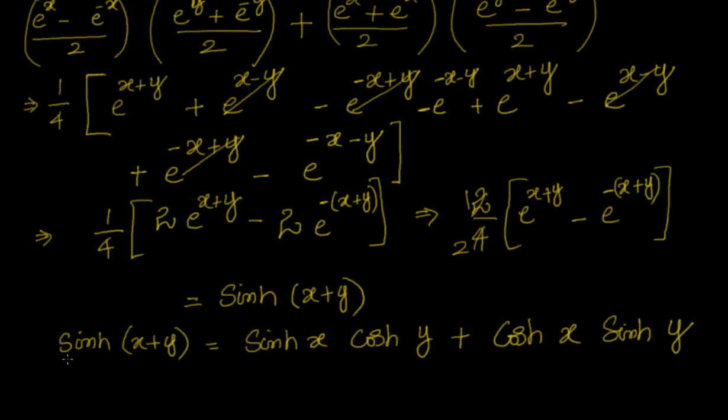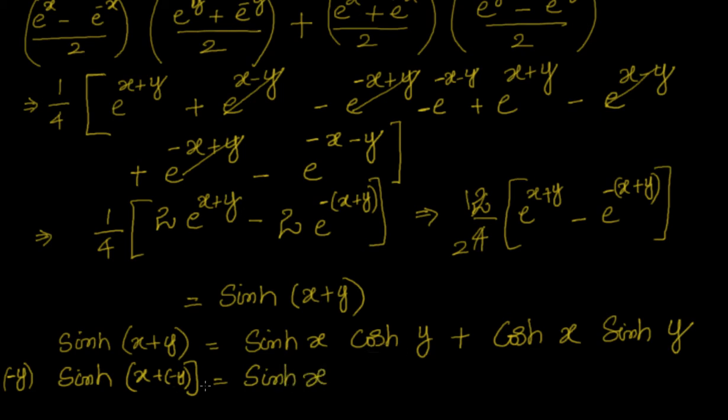Now suppose we want to find out what is sinh of x minus y, we will put instead of y, minus y. What happens now? It becomes sinh of x plus minus y, and sinh of x will remain as sinh of x.